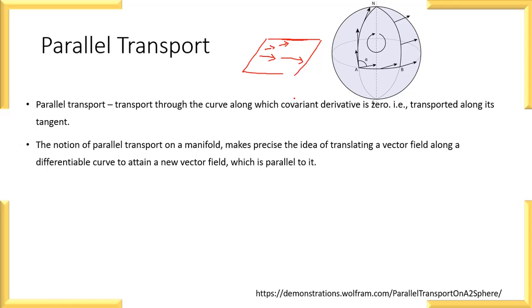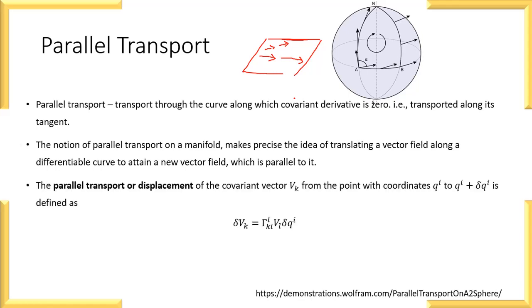The parallel transport on a manifold makes precise the idea about translating a vector field along a differentiable curve to attain a new vector field such that it is parallel to it. As said, it is also a way of connecting two different vectors or vector fields in a manifold. The parallel transport or displacement of a covariant vector Vk from a point Qi to Qi plus delta Qi can be defined by this equation which is given over here. So it is a combination of the Christoffel symbol and the path along which the displacement takes place.